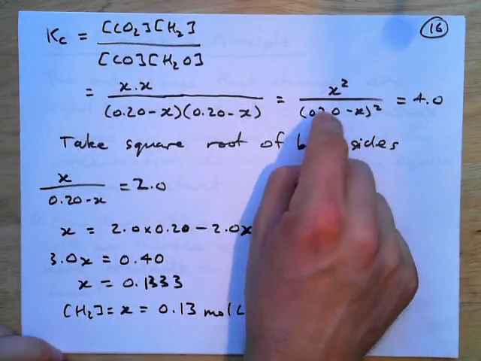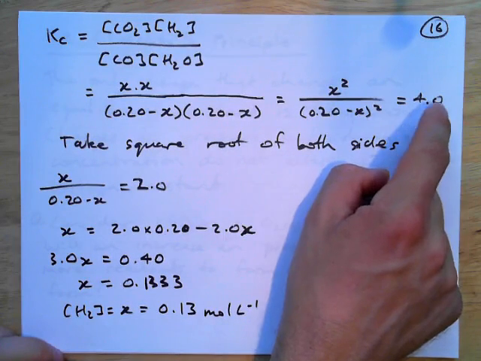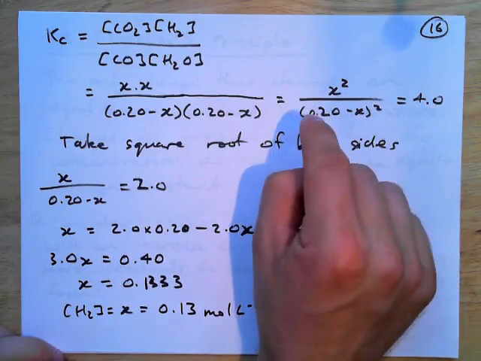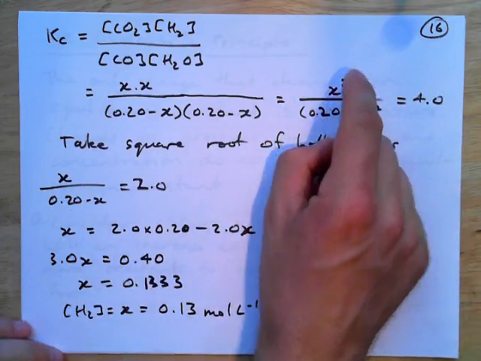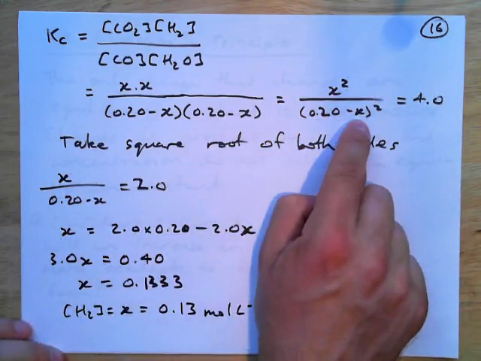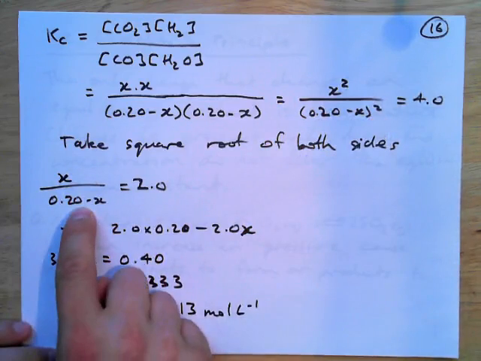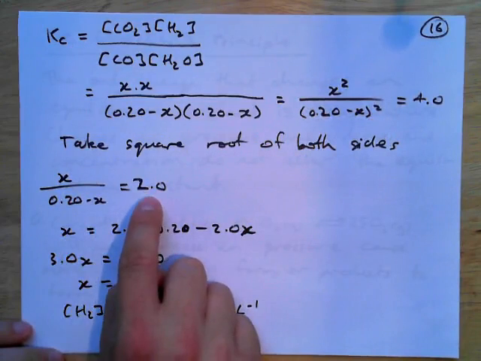So now we just take the square root of both sides. It's a very convenient problem, this one. Not all of them are so friendly. So we take the square root of x squared, gives us x. We take the square root of 0.2 minus x, all squared, that gives us this, 0.2 minus x. Take the square root of 4 and we get 2.